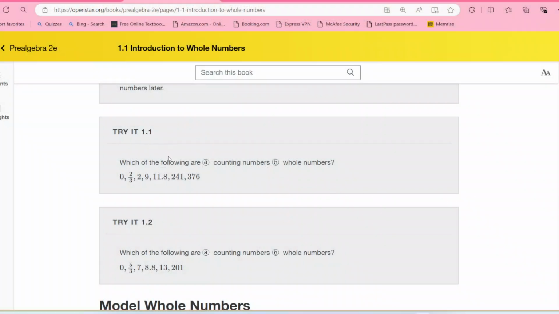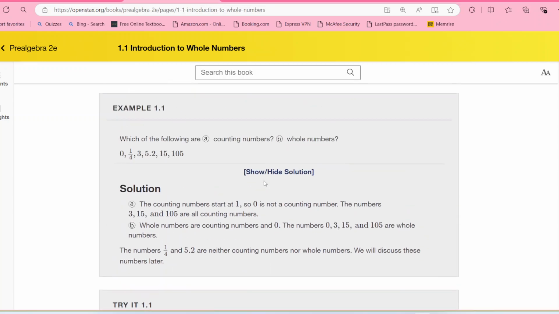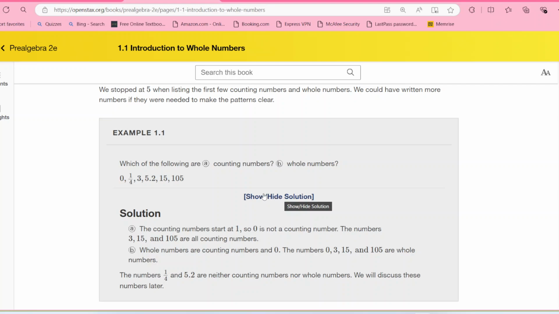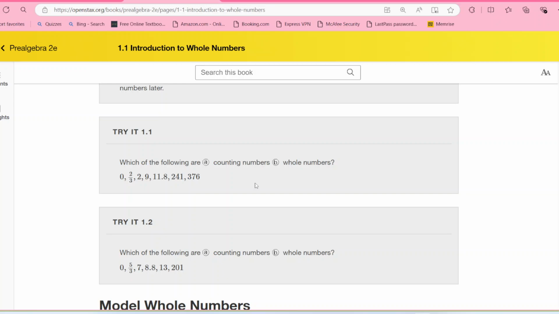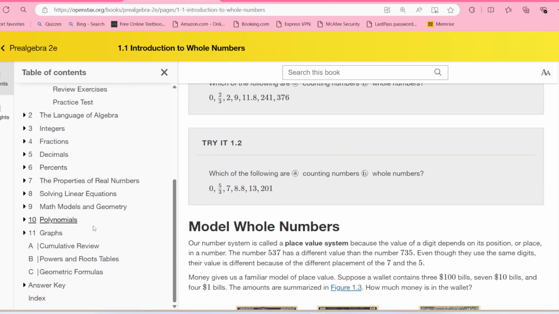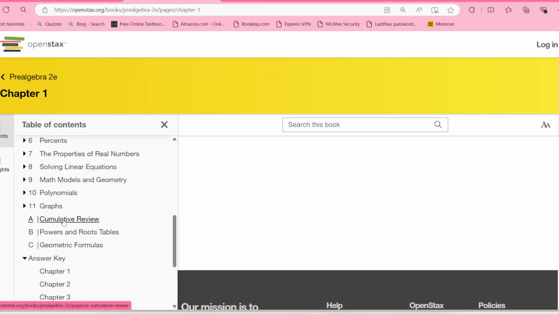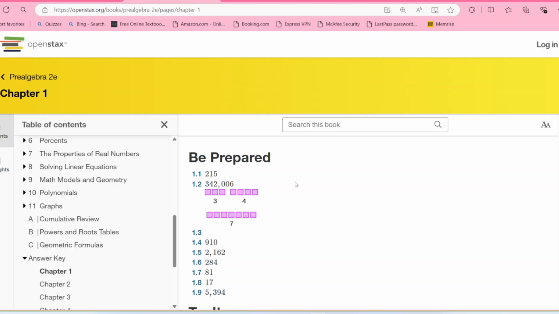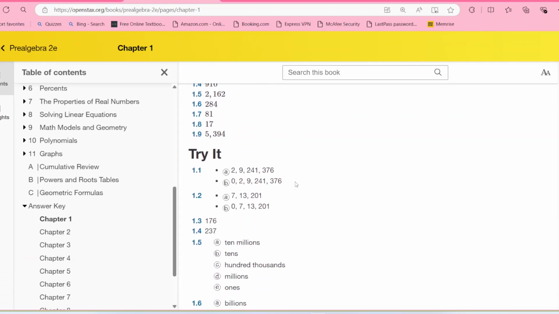And if you want to check your results, because notice it's not like Example 1.1 where you could show the solution, if you'd like to see the answers for the Try It problems, on the left, I know you can't see it, but I'll pull up the table of contents. And then at the very end, you should see Answer Key. And I'm in Chapter 1. And there's these Be Prepared problems. And then you see the Try It problems. And then here's 1.1.